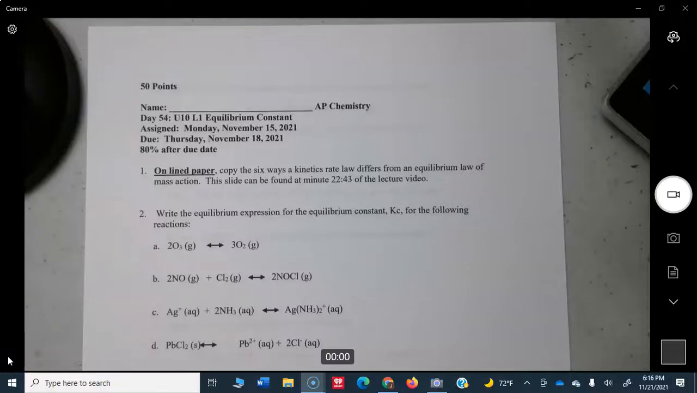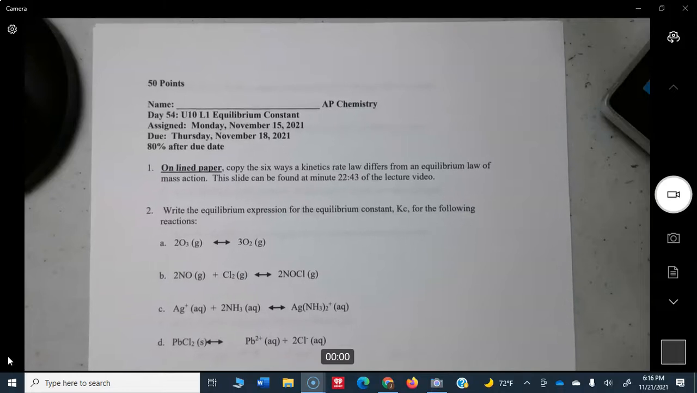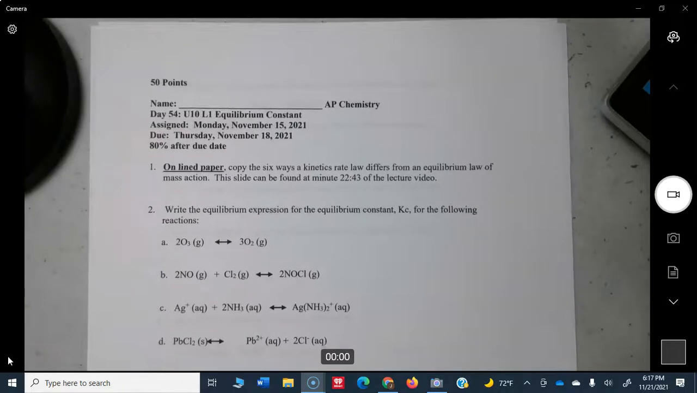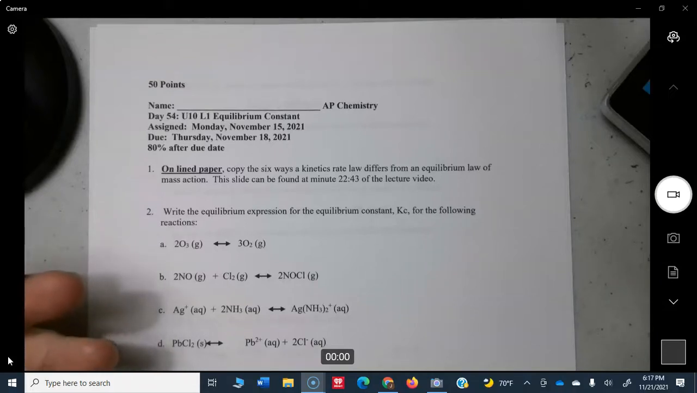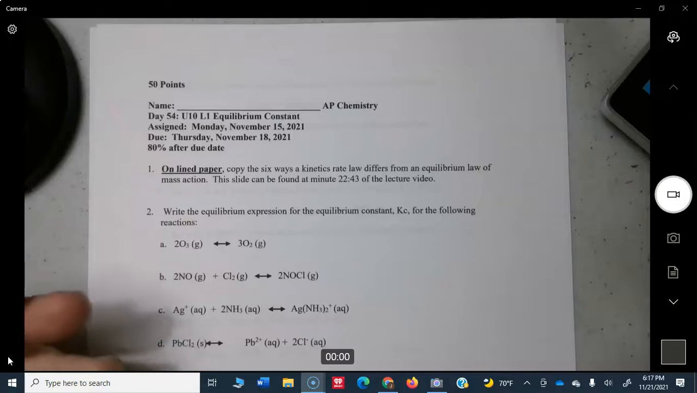AP Chemistry. This is the answers video for the day 54 lesson on equilibrium constant. So this is our first lesson in the subject of equilibrium. And what equilibrium deals with are chemical reactions that don't go all the way from reactants on the left to products on the right, but they tend to stop somewhere in the middle. And there's still some reactants left on the left side, and there were some products made on the right side.